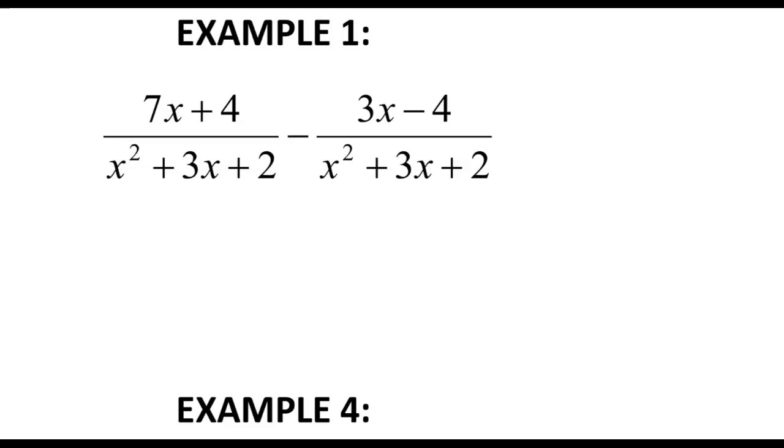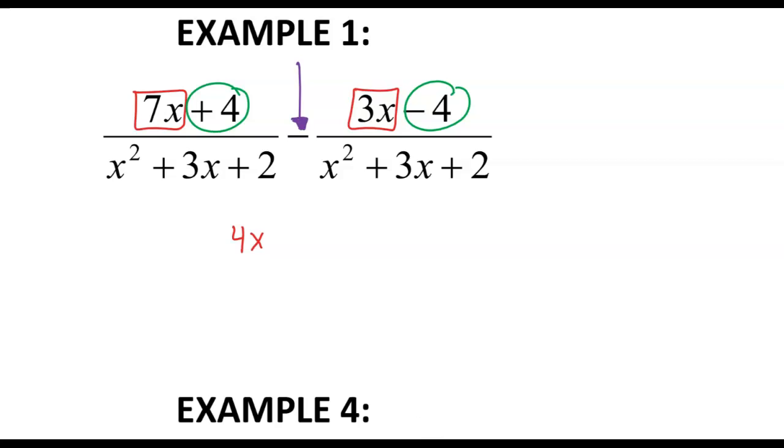What are our like terms in the numerator? 7x and 3x, and 4 and -4. But we need to make sure that we know we are subtracting both of these like terms. So what is 7x minus 3x? 4x. And what is 4 minus -4?